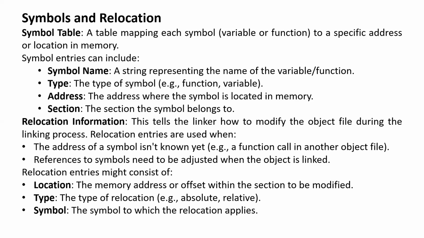Further, we'll require relocation information. Now, this would be useful when we want to link that object file to create an executable. So it will communicate to the linker that if an object file is to be modified during the linking process, what entries are to be done. These relocation entries would be used whenever the address of a symbol is not known to us. So it may be a function call defined in another object file. Even it will be required when there are some references used in the program to symbols that need to be adjusted when the object code is linked.